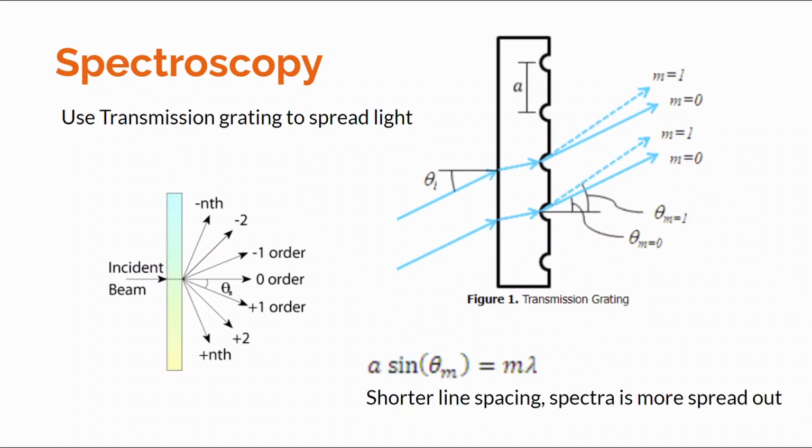Typically, people use what are called diffraction gratings. The ones that we use specifically are called transmission gratings, to spread the light. So, to give you an example, we've got a transmission grating here.